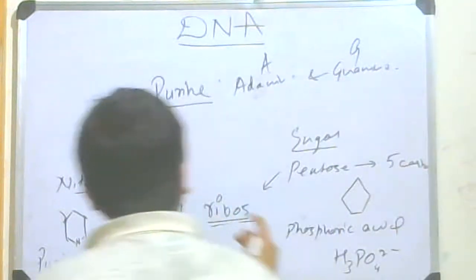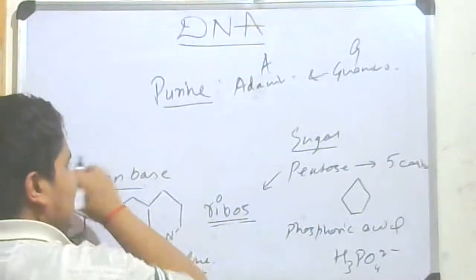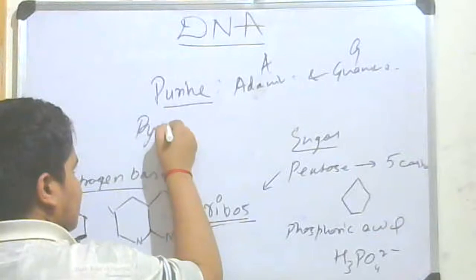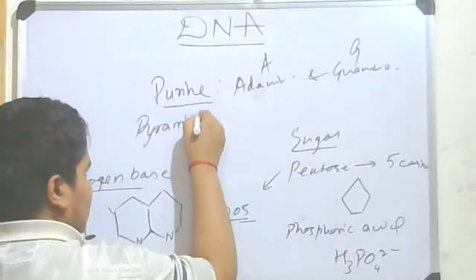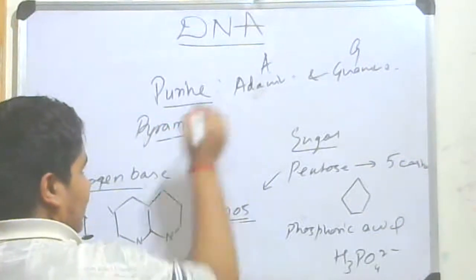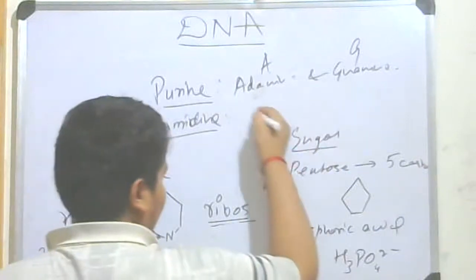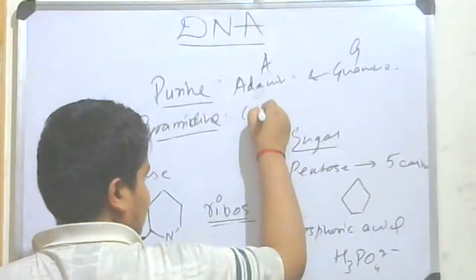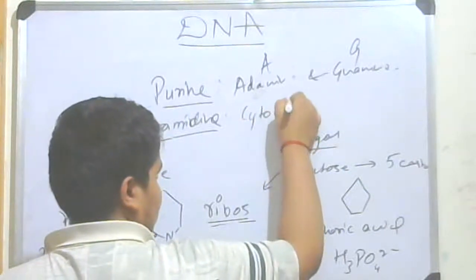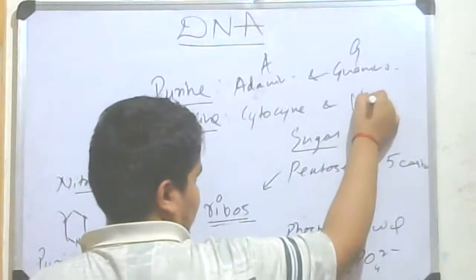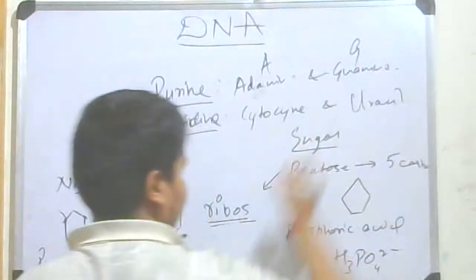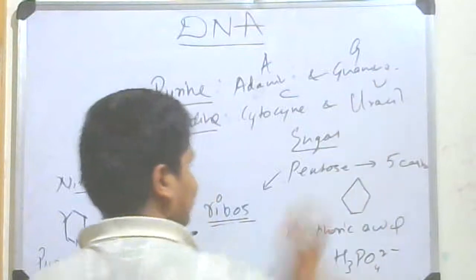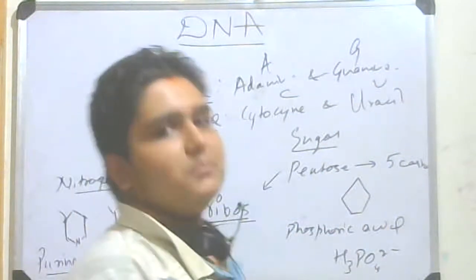Pyrimidines, we have another. This is again of two types. You have cytosine and uracil, C and U. But there is a problem.